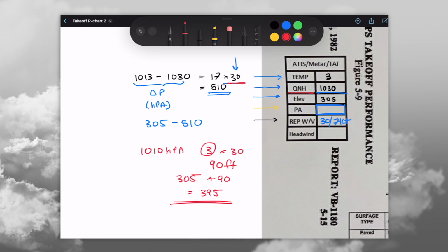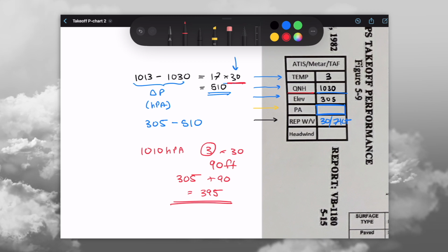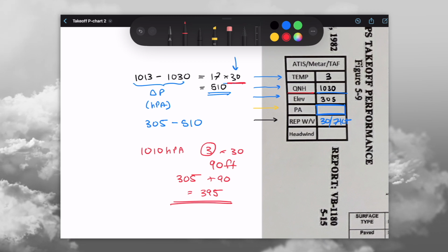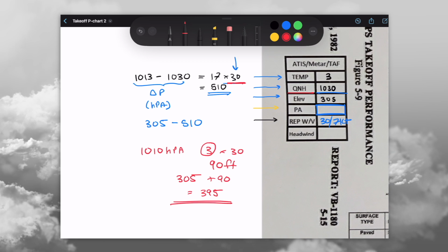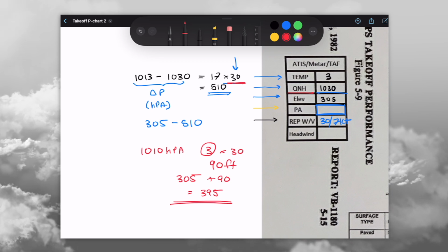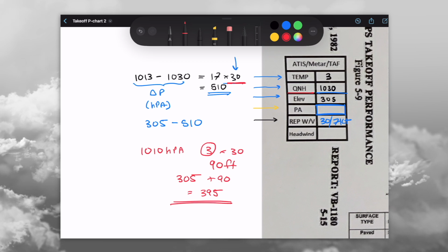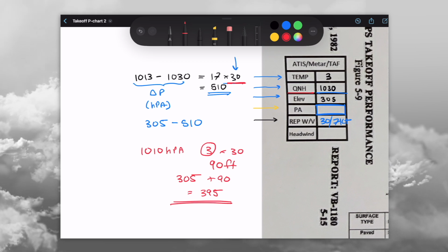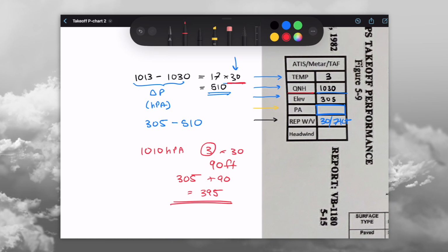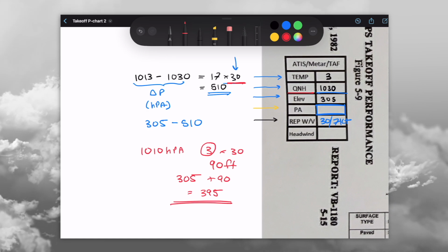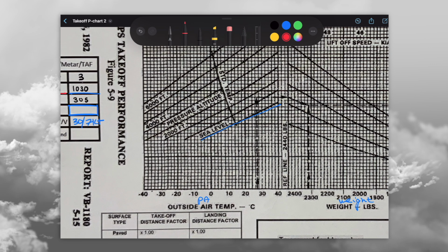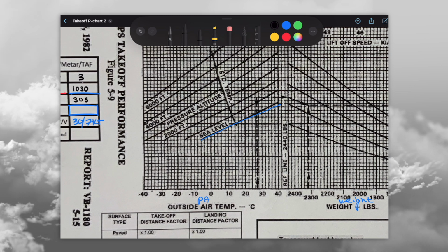And so that's why we get an increased pressure altitude when we do this calculation, because we'd be taking off in conditions that are worse than our standard conditions. So hopefully that made some sense.